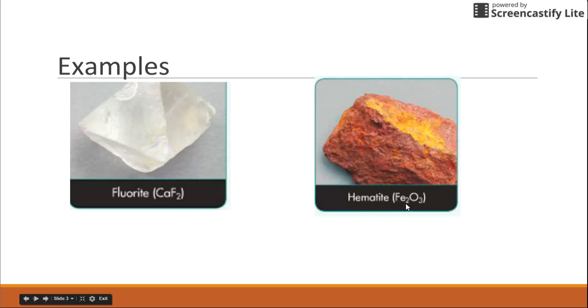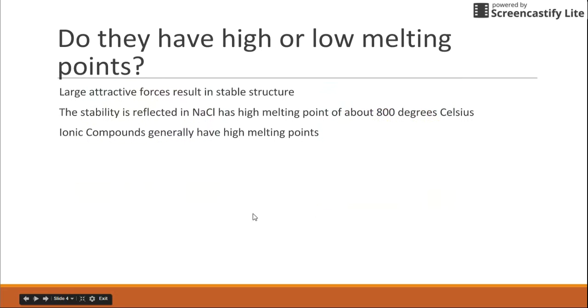Notice the chemical formula includes the metal first, followed by the anion, which is the nonmetal. Also in this ionic compound, the metal, calcium, acts as the cation, followed by the fluoride, which is the anion, negatively charged. Do they have high or low melting points?